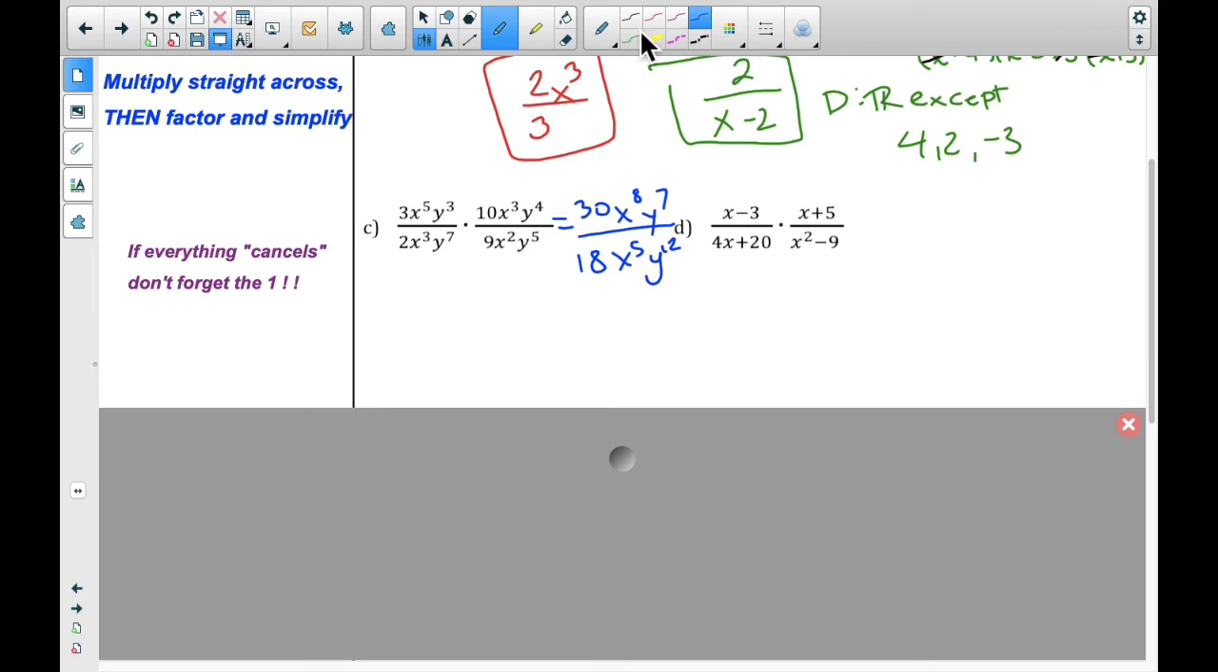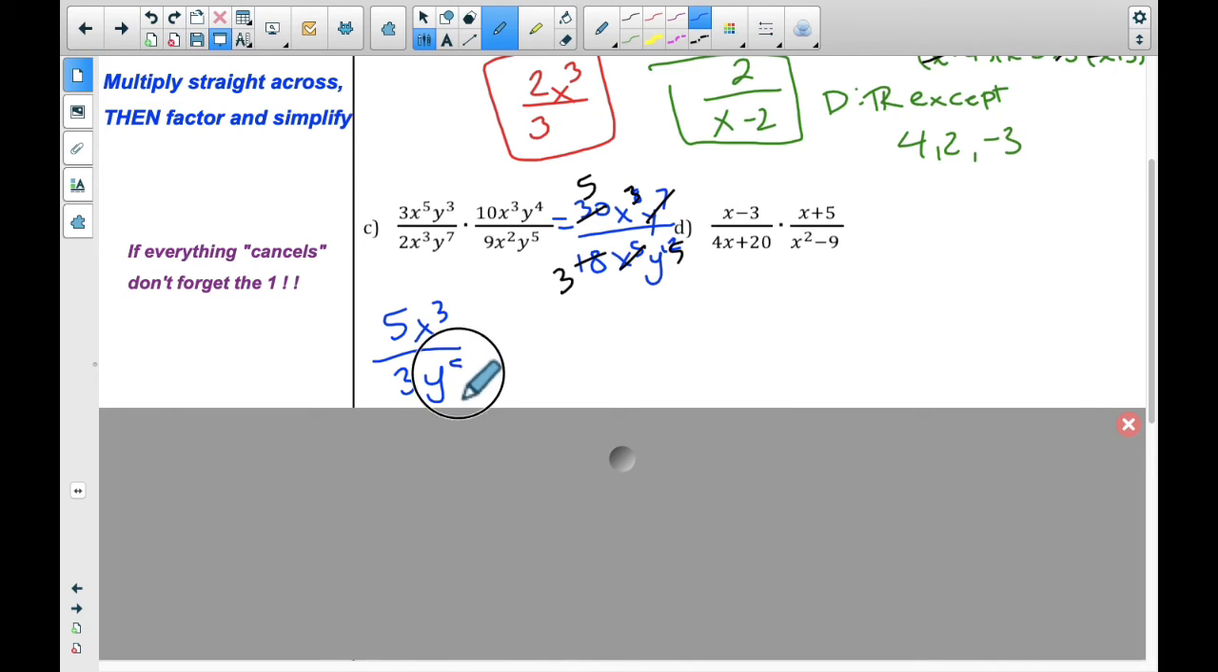So now factors. Factors of 30 and 18. I know 2 can go in there. In fact, 6 can go in there. 6 can go in there 5 times. 6 can go in there 3 times. Okay, x's. I can factor out an x to the 5th. X to the 5th goes away, makes this x to the 3rd. Y's. Y to the 7th can be canceled, gives this a y to the 5th, because 12 minus 5 is 7. All right, so now I have 5x to the 3rd over 3y to the 5th.